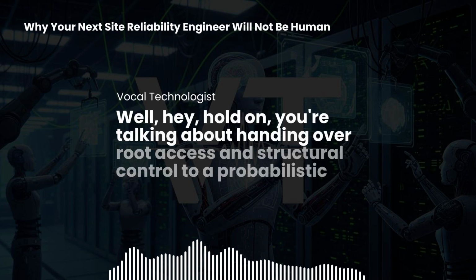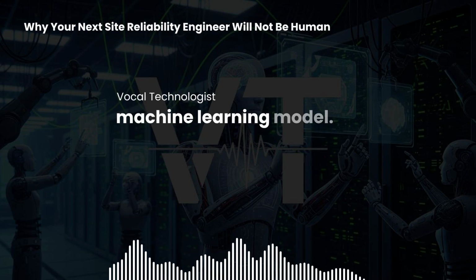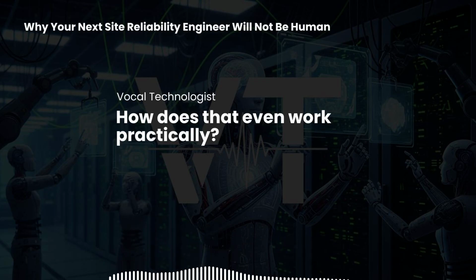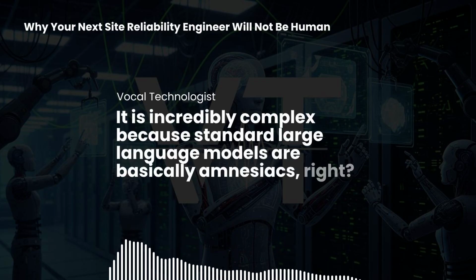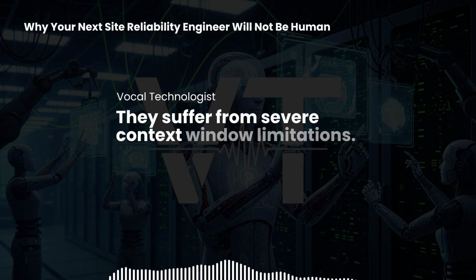Well, here, hold on. You're talking about handing over root access and structural control to a probabilistic machine learning model. How does that even work practically? It is incredibly complex. Because standard large language models are basically amnesiacs, right? Oh. They suffer from severe context window limitations.